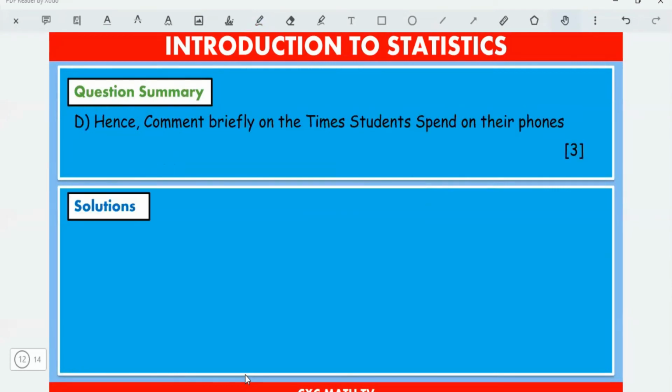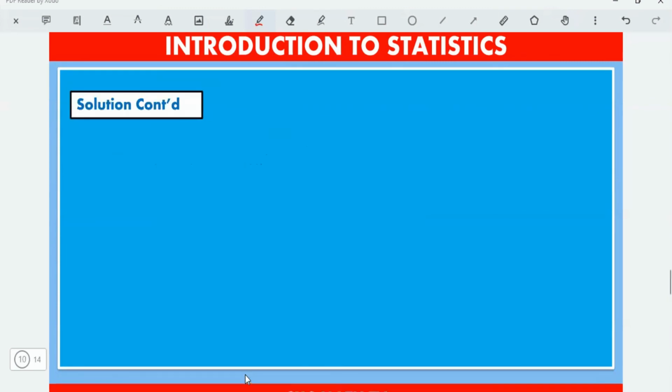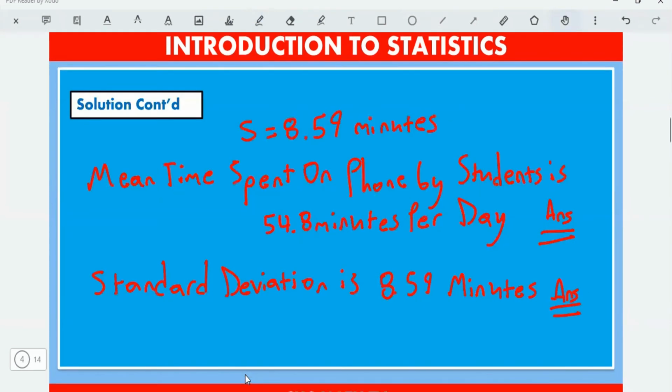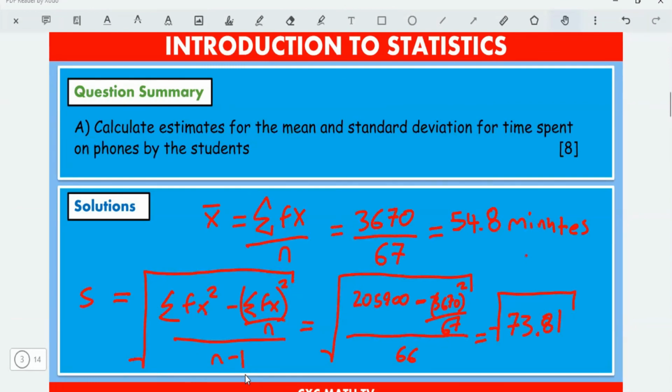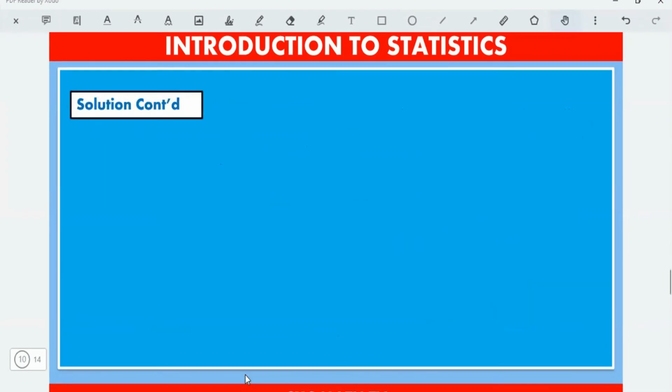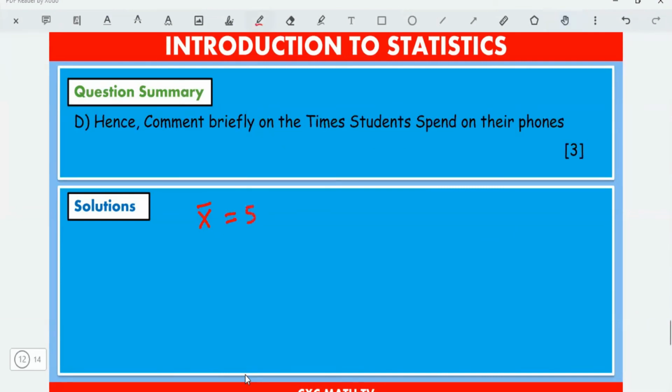They say, hence, briefly comment on the times students spend on their phone. So when you say 3 marks, I just want you to make a general comment on what you've been observing. Let's write down what we had computed. We had computed that the mean time spent on phone was 54.8 minutes, and the median we got was 50 minutes.